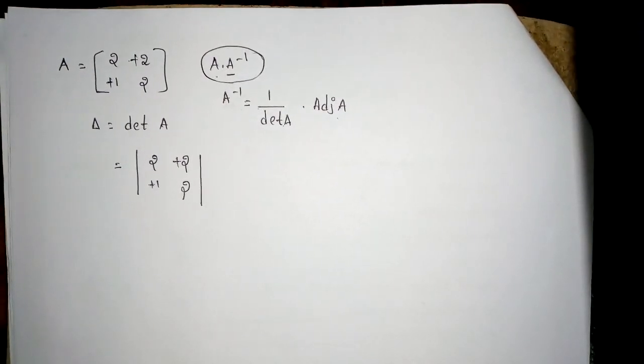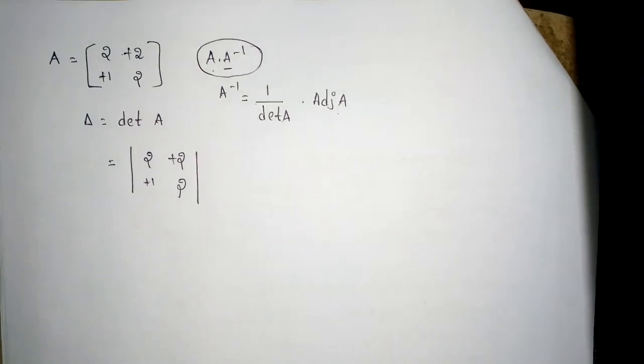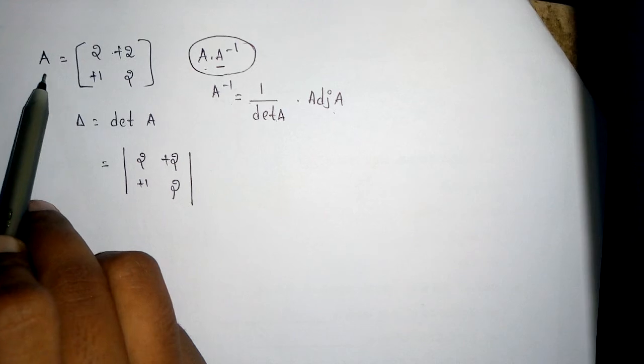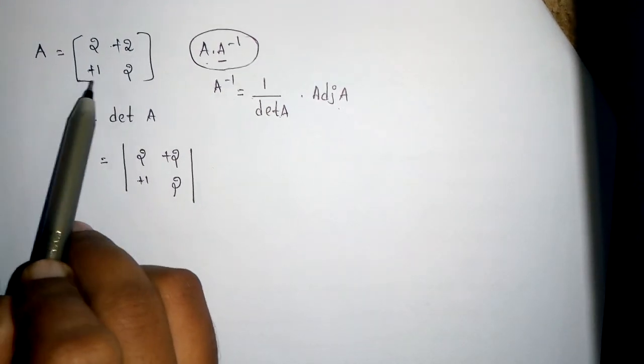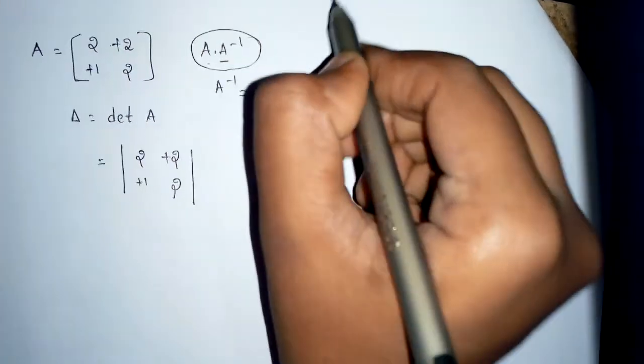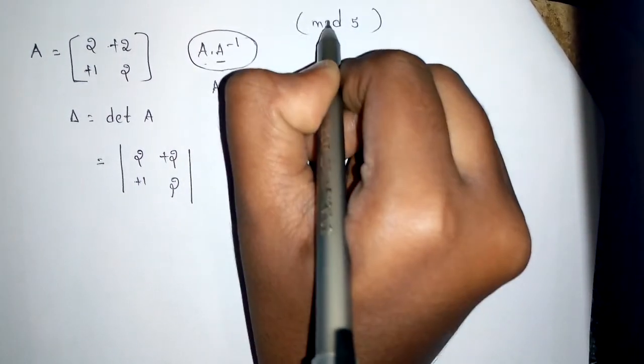Hello guys, today we are going to learn how to find the inverse modulo. We have the equation A equals the matrix [2, 2; 1, 2]. This is the matrix form, and we have modulo 5, that is mod 5.